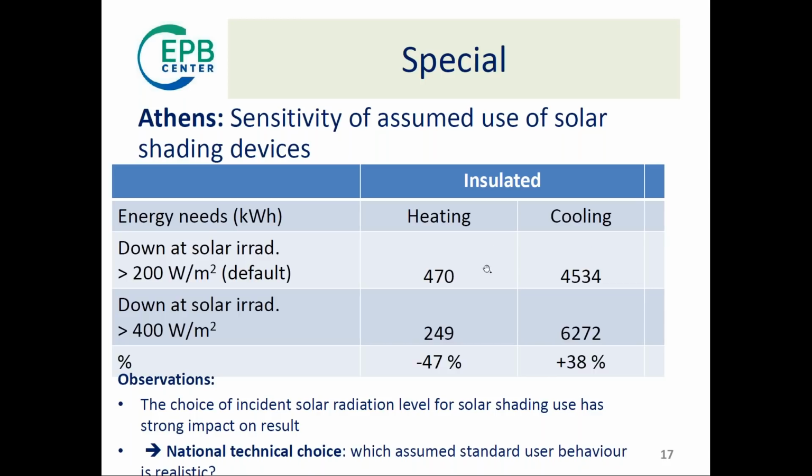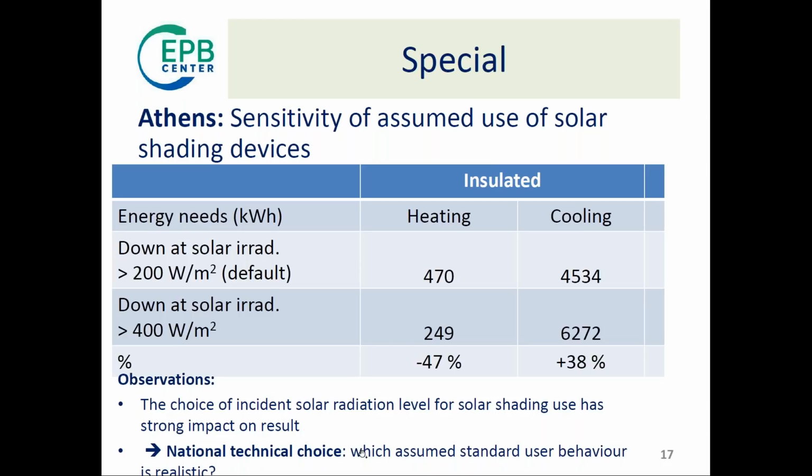And so that gave us the heating and cooling demand. But if we change this assumption to 400 watt per square meter, then you see that the heating drops very significantly, but on the other hand, it's just a small number. This was for Athens. But also the cooling, you see that this was a big number and now increased very significantly, just simply due to the assumption of how the occupants will use the solar shading device. So this has a strong impact on the results.